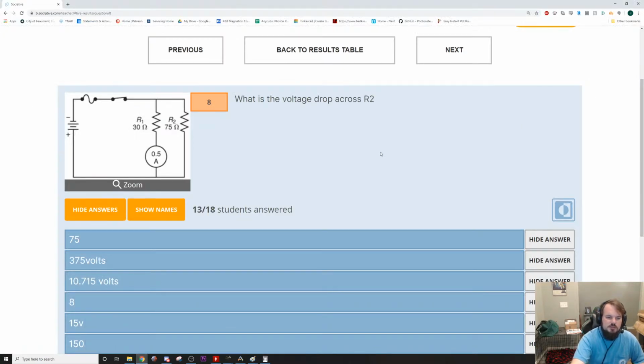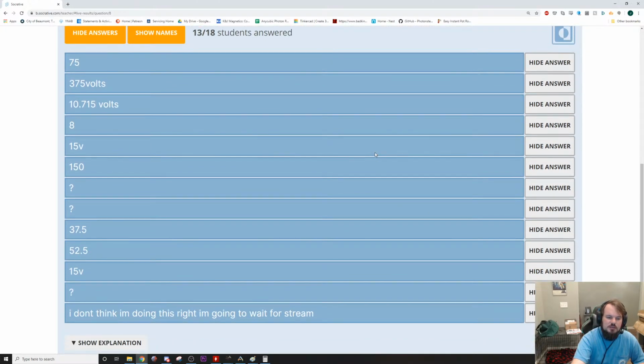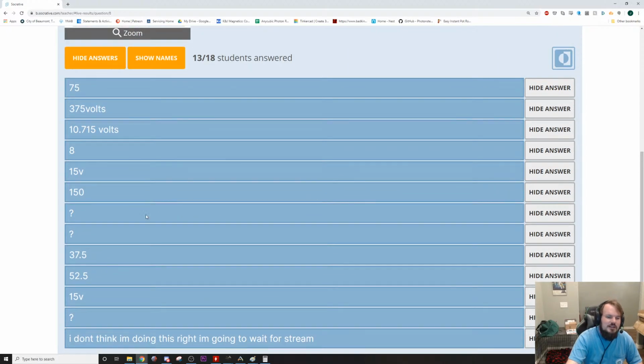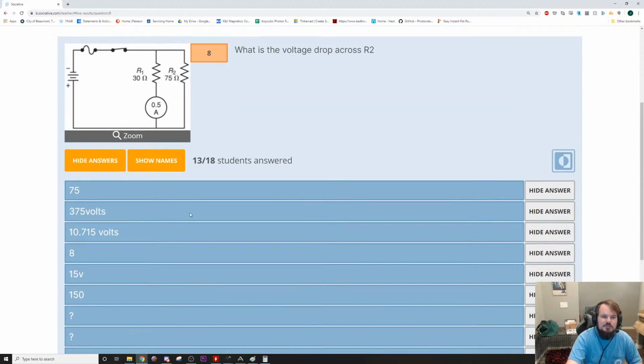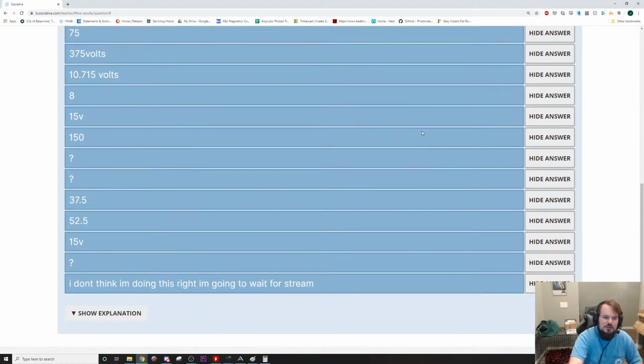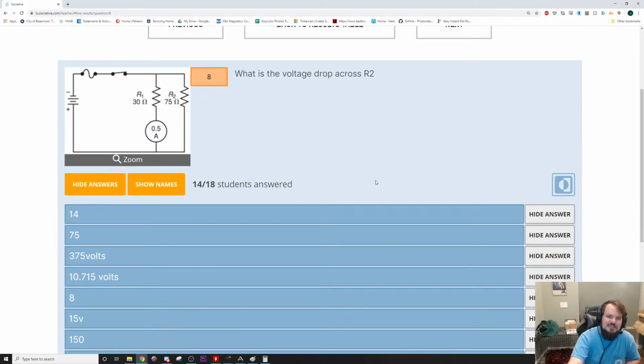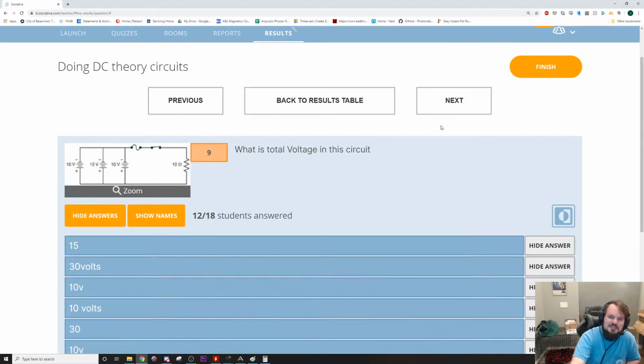Alright. So, the question was, what is voltage across R2? That is 15 volts. I don't think I'm doing this right. I'm going to wait for the stream. Alright. At least they're honest. I think only one person got 15 volts. 2 people. Okay. Some people just chipped in 14 volts. Good job.